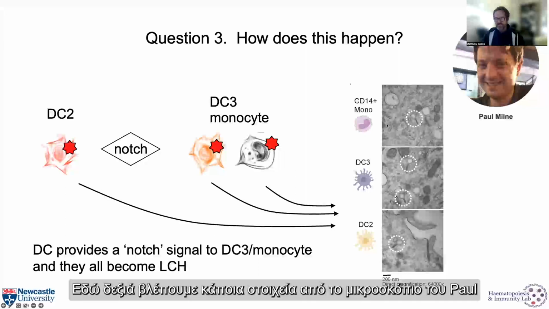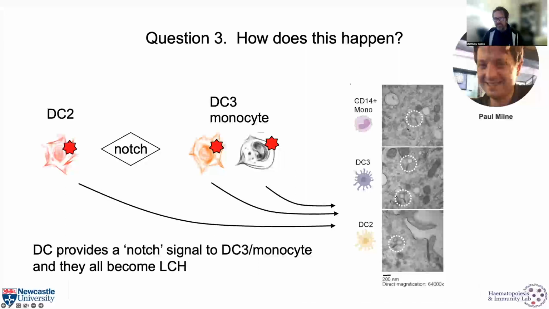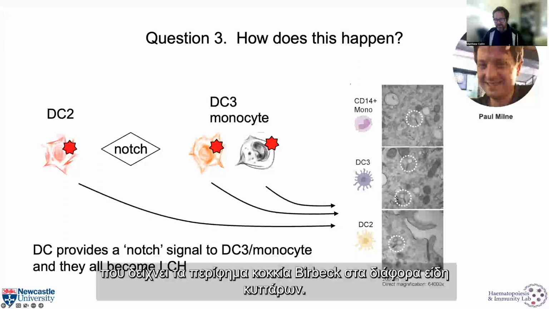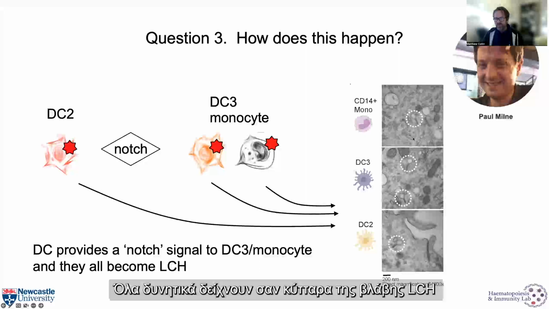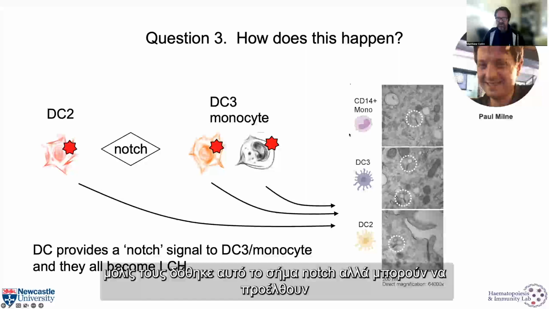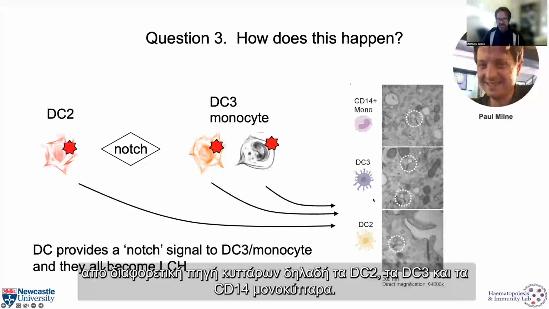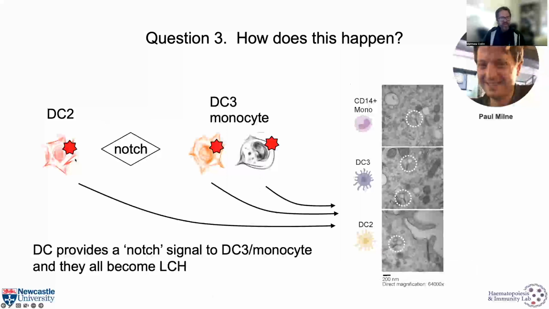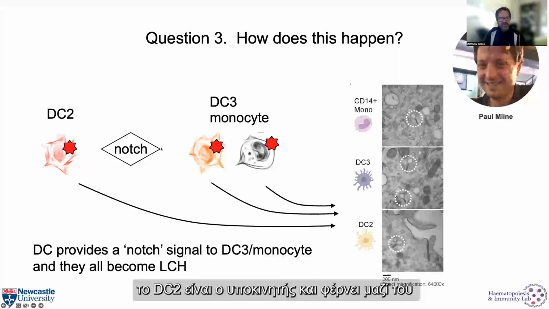And this just shows some of Paul's microscopy showing the famous Birbeck granules in these different types of cells. So they all potentially look like LCH cells after they've had this Notch signal, but they can come from each of these different sources, the DC2, the DC3, and the CD14 monocyte. So it looks like DC2 is the kind of instigator, and it brings in these other cells, DC3 and monocyte, and induces them also to express the LCH phenotype.